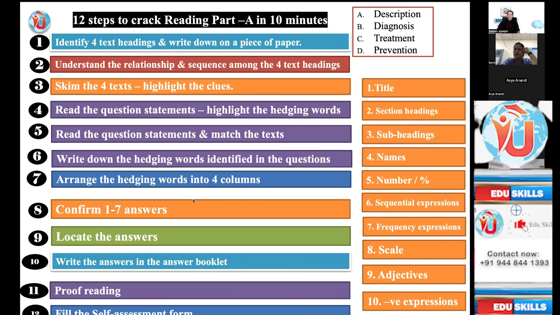Eighth step is confirm answers 1 to 7, which is matching the headings. Just confirm them. Ninth one is locate the answers for questions 8 to 20. Tenth step is write the answers in the answer booklet. Eleventh one is proofreading, very, very important. Usually we make mistakes, spelling mistakes and problems. You sometimes skip a word. So proofreading is very important. And twelfth is fill the self-assessment form. Look at the keys, find out your score and the time you have taken, and fill in the self-assessment form provided by Edu Skills.